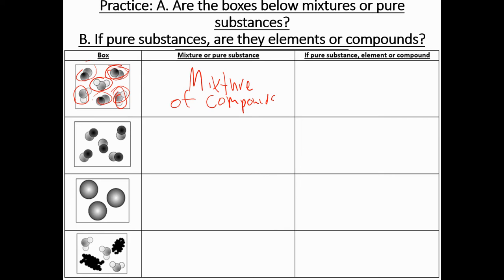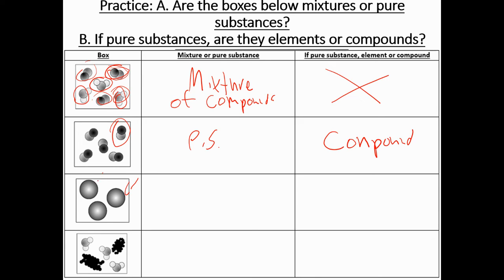So mixture of different compounds. So it's not a pure substance. This one over here looks like it's all the same. So this is definitely a pure substance, PS, pure substance. And this is a compound, so it's a pure substance. Compound. I know that because it's two different circles kind of combined.